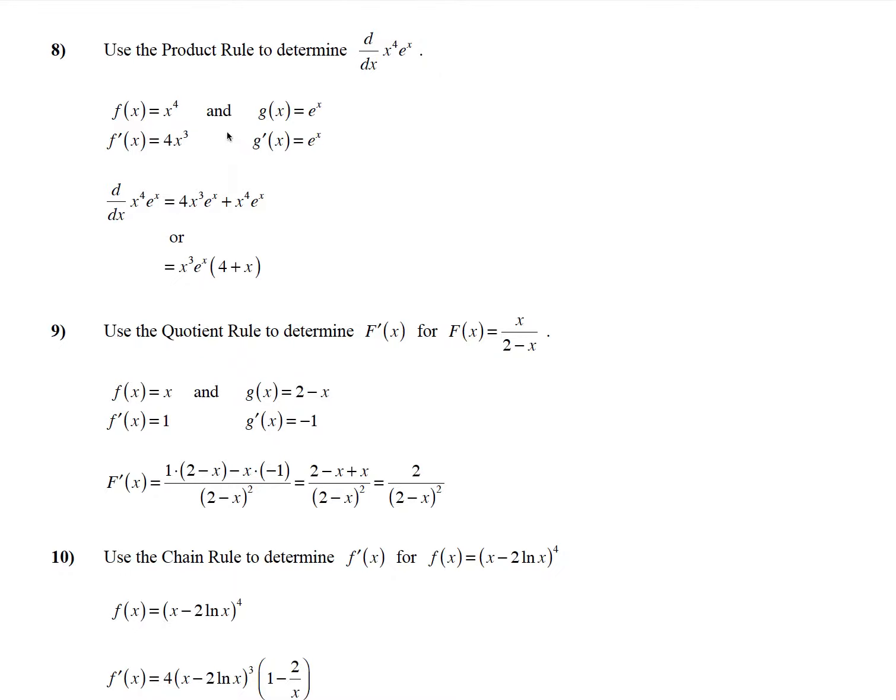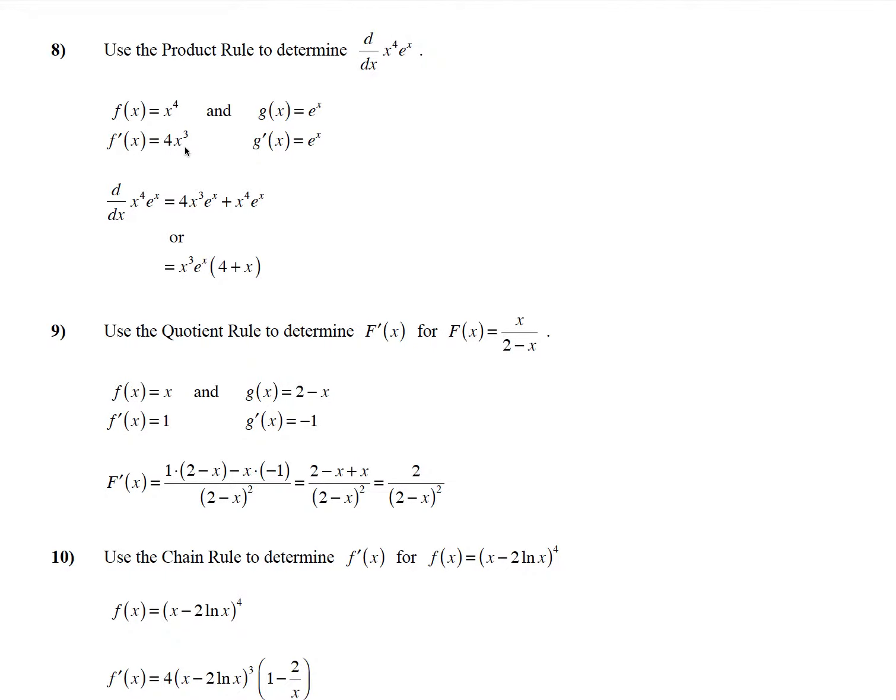So, first function is x to the 4th. Derivative is very simple. It's power rule. Bring the 4 around, subtract 1 from the 4, and so our derivative is 4x cubed. F prime of x, or df dx, is 4x cubed. And now the derivative of e to the x is e to the x, so that's the simplest function there is to differentiate. And we use the product rule, which is the derivative of f times g is f prime g plus f g prime.